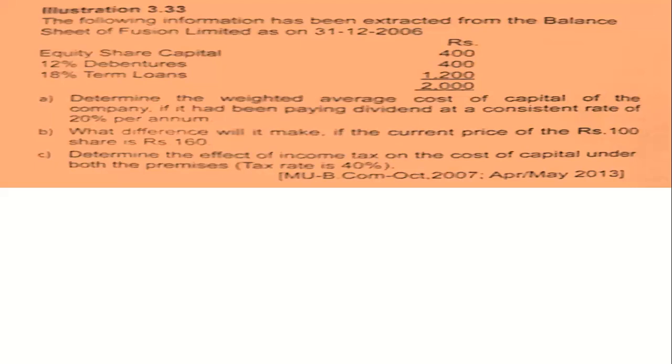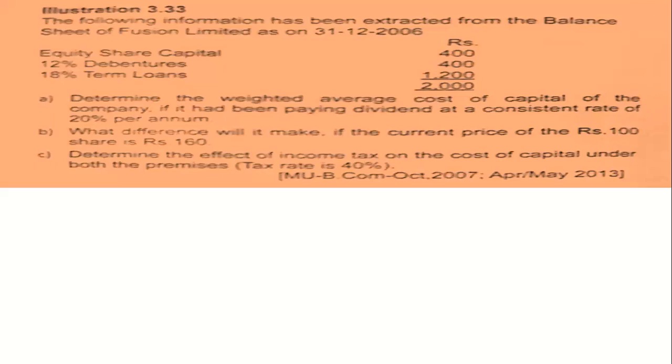So this is A. And B, what difference will it make if the current price of rupees 100 share is rupees 160? That means the face value is 100, but the current price of the share went to rupees 160. Then C, determine the effect of income tax on the cost of capital under both the premises. So that is on A and B. So if we assume a tax rate of 40%. Okay, so now this is about the problem.